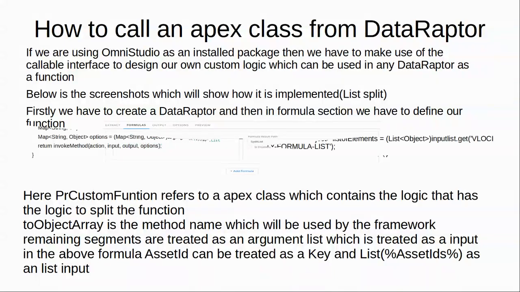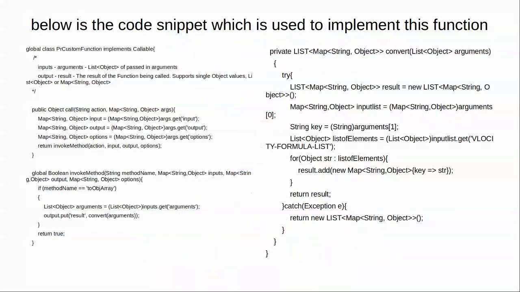Now let's see how we can write our Apex skeleton so that we can achieve this functionality. First and foremost, we need to implement the Callable interface. As you can see on the left hand side, global PRCustomFunction implements Callable. After this, we have to define a method named public Object call. This method will take two arguments: a String action and a Map of String, Object arguments. Action is the name which we have provided, like toObjectArray, and arguments are the input list which we have mapped over here, like input, output, and options.